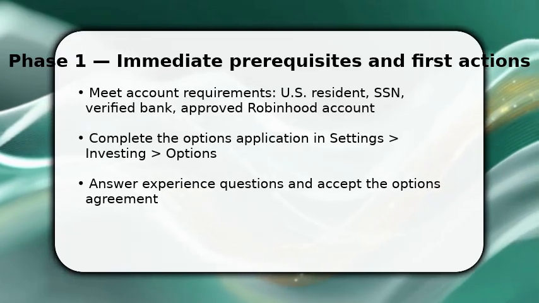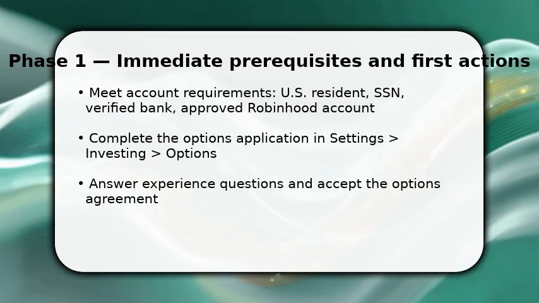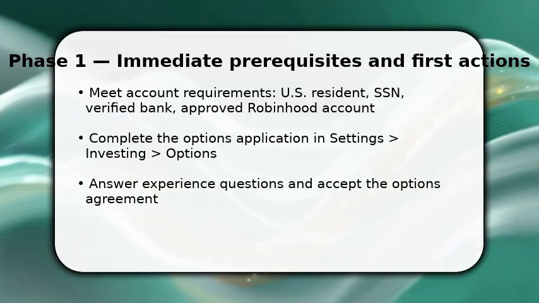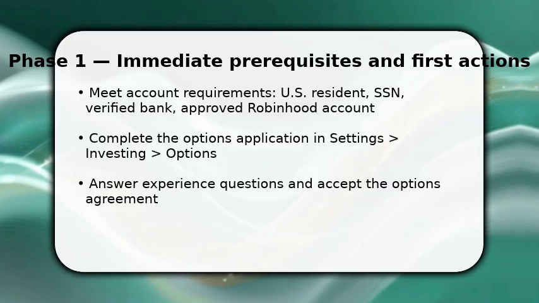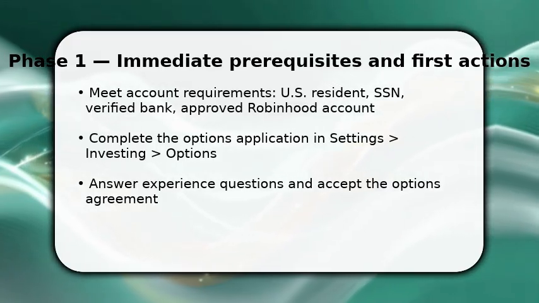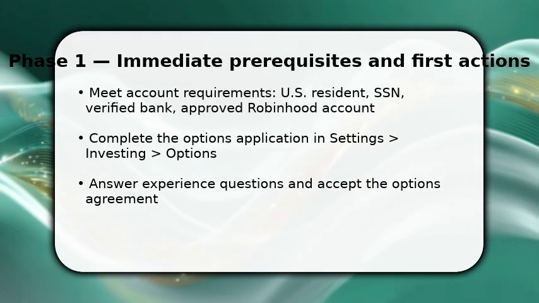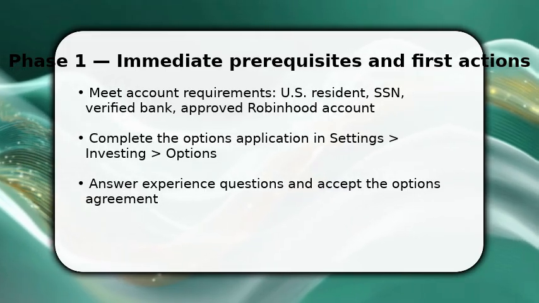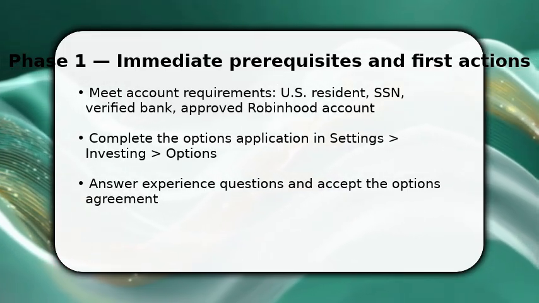You begin by confirming your account meets Robinhood's criteria because options require approval. Open the app, go to Settings, then Investing, and tap Options to start the application. Provide truthful experience answers, link your bank if needed, and accept the options agreement.